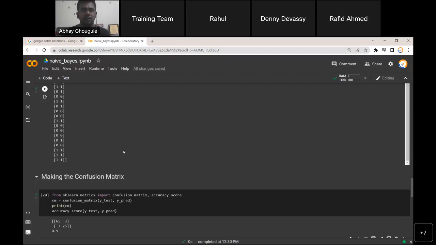So I will give you one data set for the assignment purpose, on the basis of naive Bayes, because today I will also give you an introduction about k-means clustering, right? So side by side we can do the example of this.